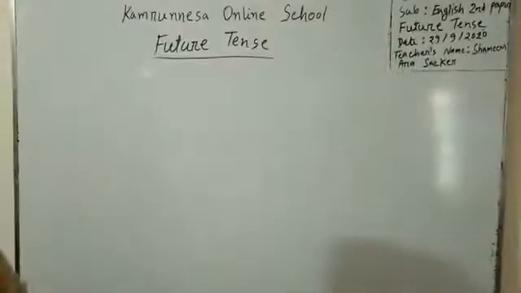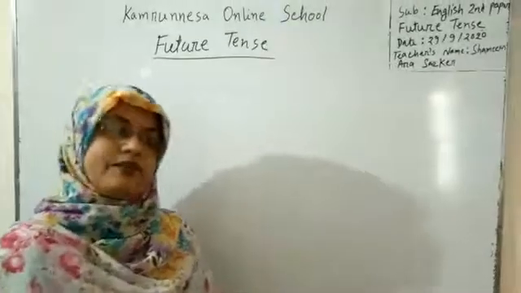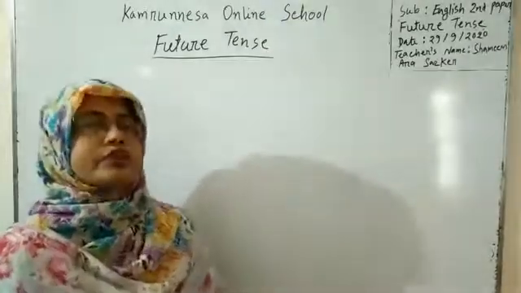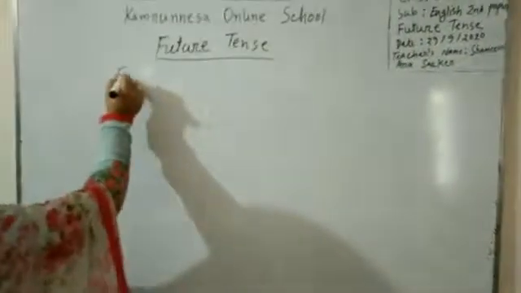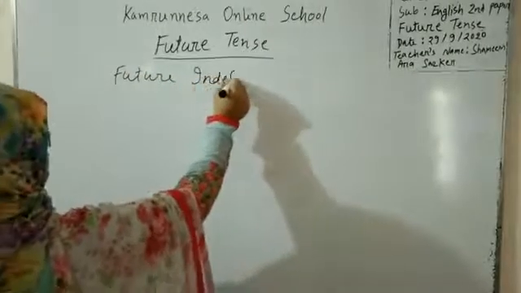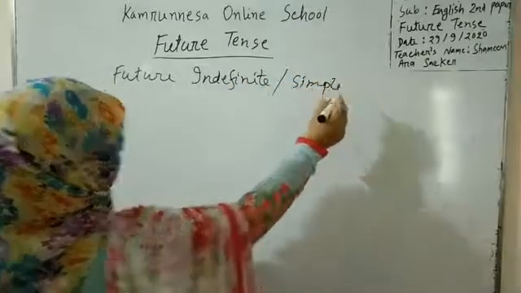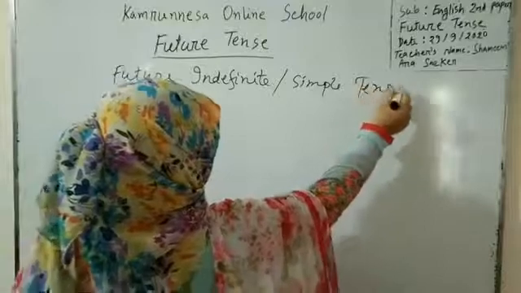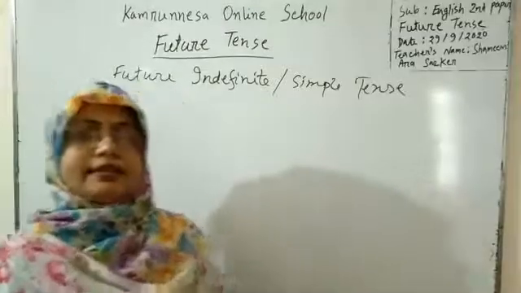Let's see. Future tense also has 4 aspects. They are future indefinite or future simple, future continuous, future perfect, and future perfect continuous. Let us start with future indefinite tense. Future indefinite or future simple tense.